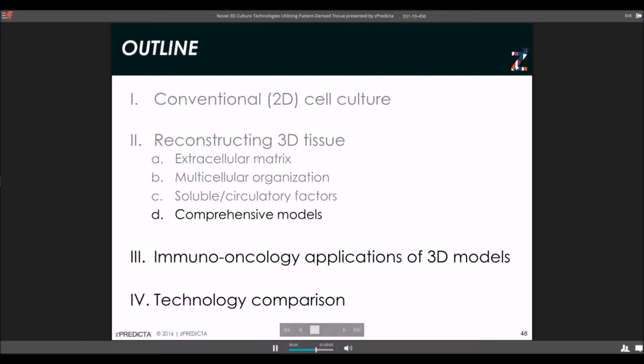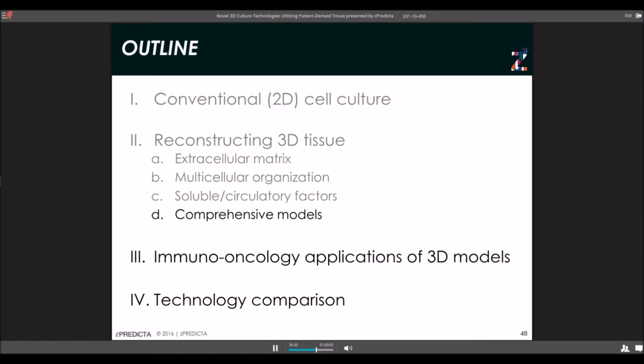So now, some of the data that I presented really showed the need to have comprehensive models in place that would allow us to study the multicellular nature and all the other components of the environment. And we need these comprehensive models to really get to the clinical relevance and clinical predictivity of the drug response.